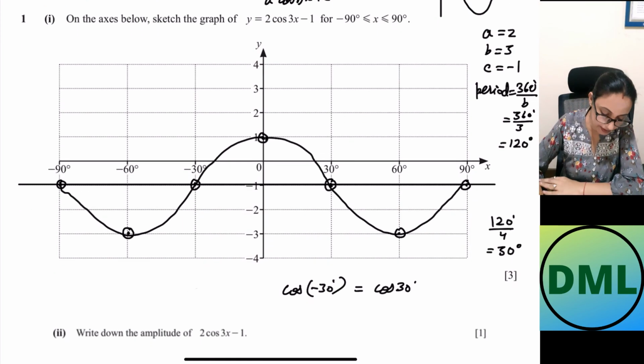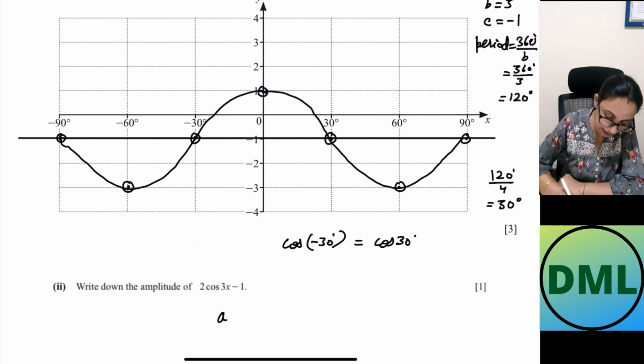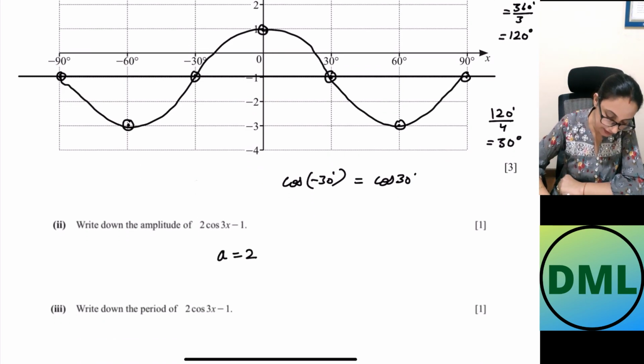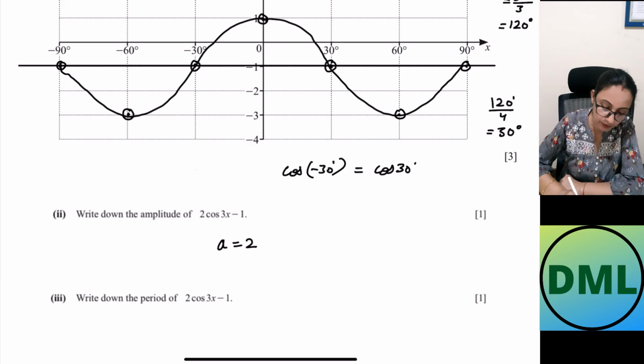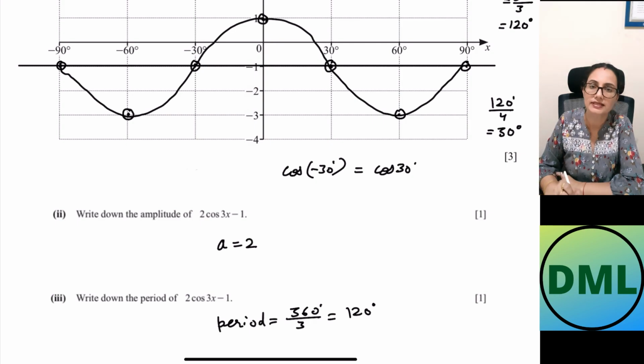Let's see what they are asking. They are asking to write down the amplitude of 2 cos 3x minus 1. So the amplitude is 2 here. Amplitude A will be given by 2. Let's see the next part here. Find out the period of 2 cos 3x minus 1. So the period will be given by 360 degree over 3, that is equals to 120 degree. Let's see one more example.